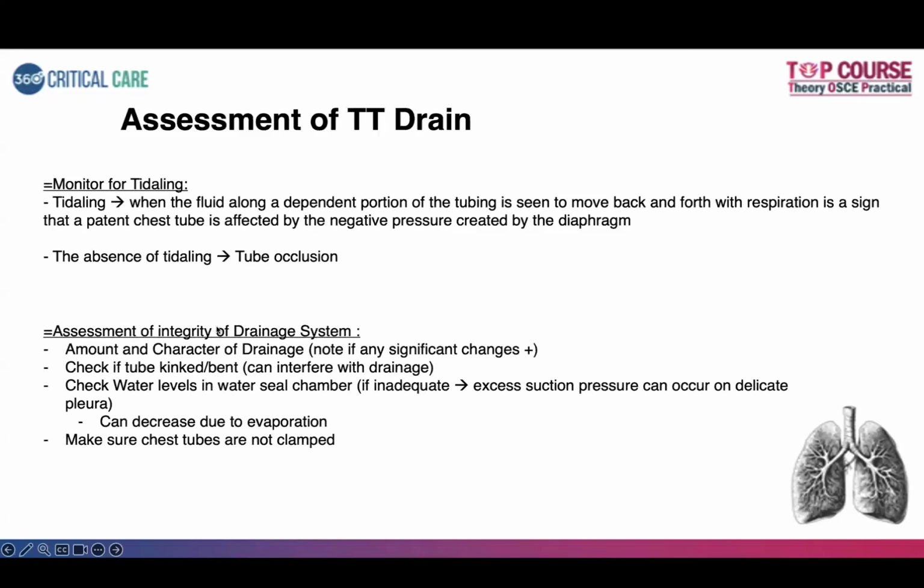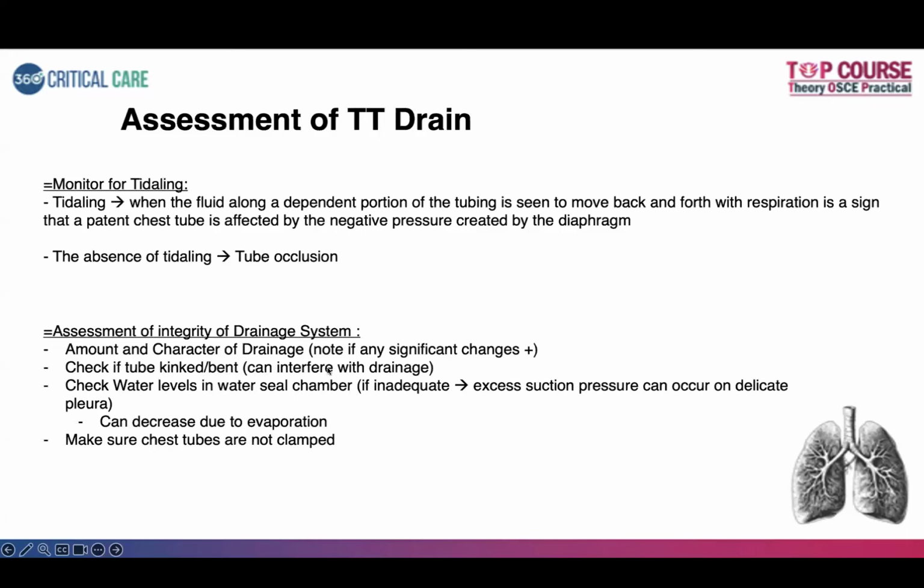Then you need to assess the integrity of the drainage system. That is, you need to assess the amount and character of the drain. Initially, there can be a lot of blood that would have been collected. Subsequently, it becomes serosanguinous and then serous. During this phase, if it was initially serous and then again starts to become bloody, then you need to be very concerned. Or if you start to notice evidence of pus coming out in the drain, you need to be all the more concerned.